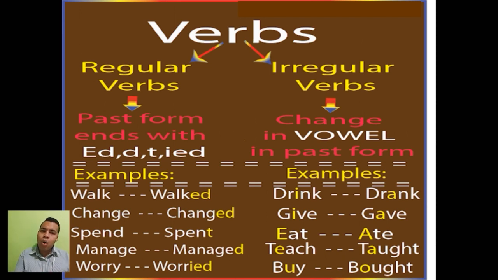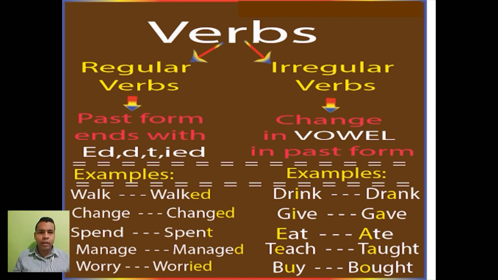For example, walk, change, spend, manage, worry, right? Today we are not going to study further the grammatical rules for these verbs, okay? This is just an overview. But as you can see, the irregular verbs have complete changes, right? We don't have to follow a rule here. They change completely. For example, drink, drank, give, gave, eat, ate, teach, taught, buy, bought.